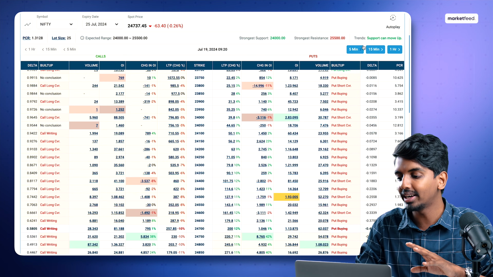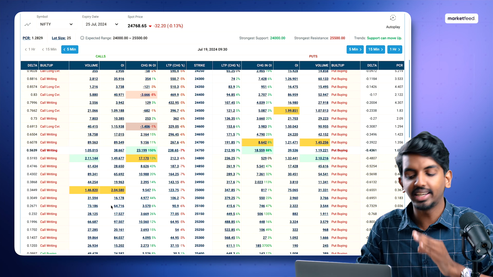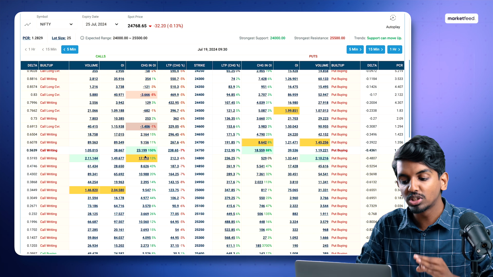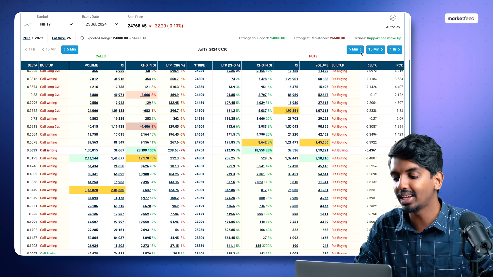But you can see that at 9:30 a.m., how did the option chain look? So at 9:30 a.m. today, you can understand that the change in OI at the call side was much higher than the change in OI on the put side. This is 9:30 a.m. for Nifty.